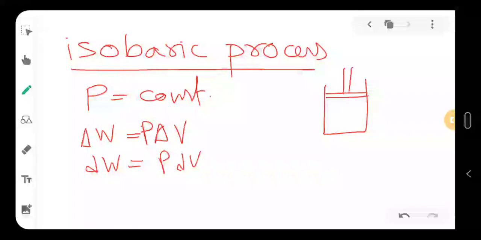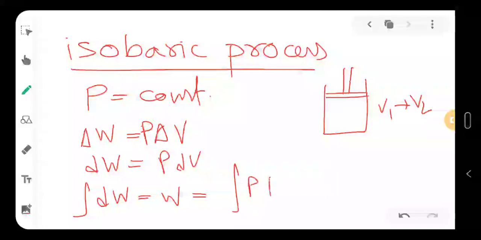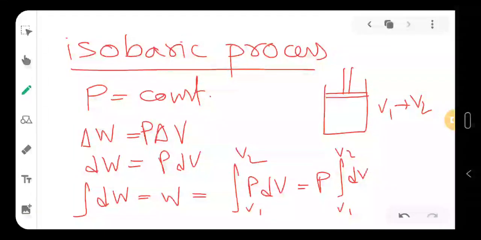So if I change the volume from V1 to V2, then what will be the work done? The work done W will be the integration of dW, that is the integration of P dV from V1 to V2. Now in this case pressure is constant, so it can come out of the integration and we get the integral of dV from V1 to V2. So we can write P into (V2 minus V1). This is the work done in our isobaric process where pressure is kept constant.